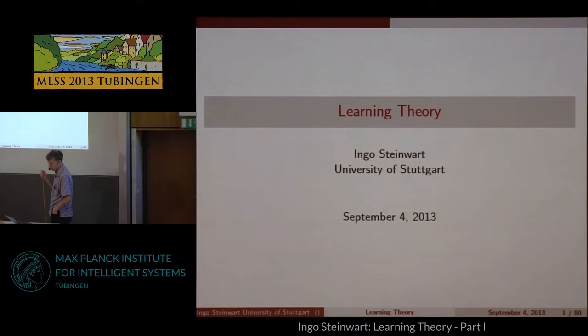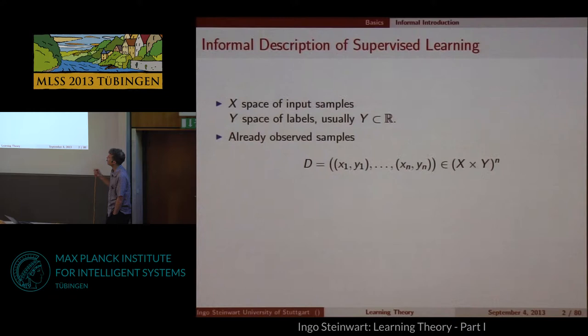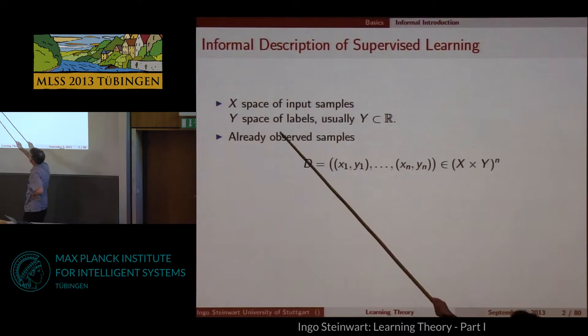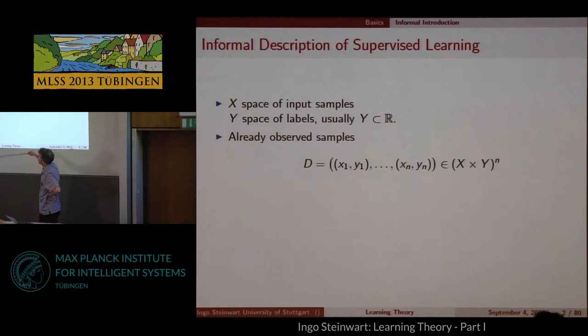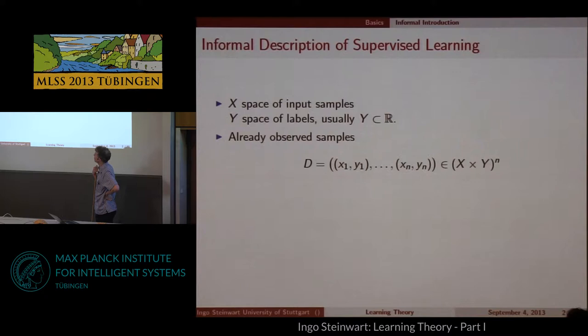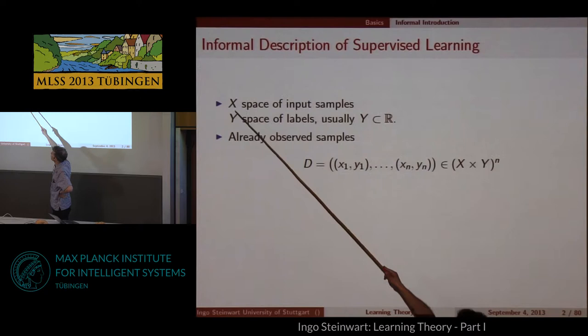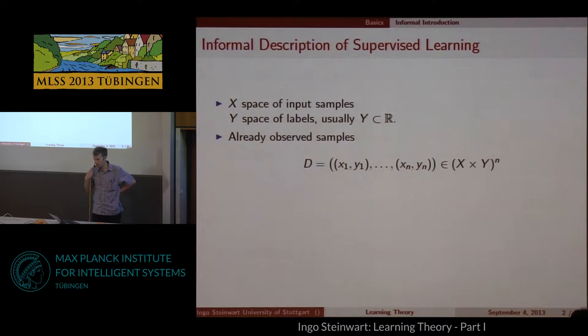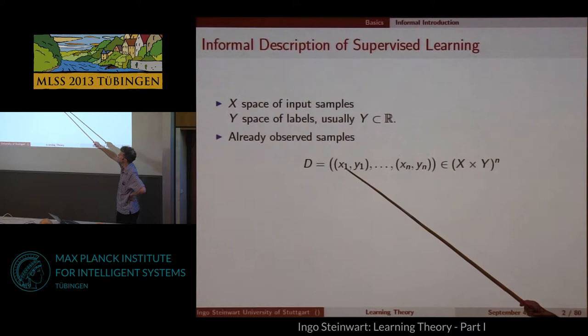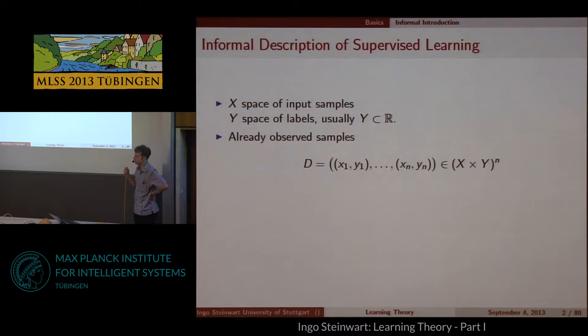Okay, so let us begin with an informal description of supervised learning. For supervised learning, we have a space or a set X of input samples and a set Y of labels or output information, and we assume that we have a relationship between the inputs and the outputs. The informal goal is that we want to learn the relationship between the inputs and the outputs. To this end, we have some data. Data is of the form input sample, output sample, input sample, output sample. And we assume here that we have finitely many of them, usually n of these samples.